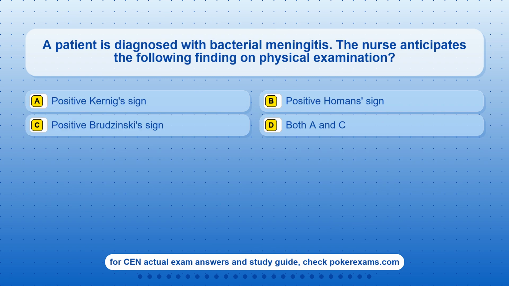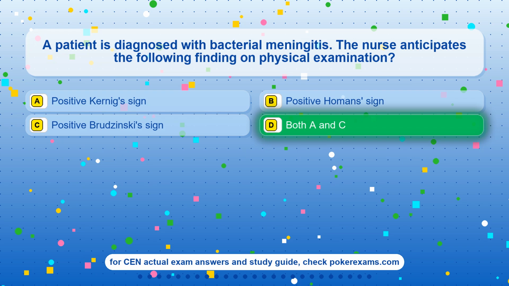Question 14. A patient is diagnosed with bacterial meningitis. The nurse anticipates the following finding on physical examination. Option A, positive Kernig's sign. Option B, positive Hohmann's sign. Option C, positive Brzezinski's sign. Option D, both A and C.